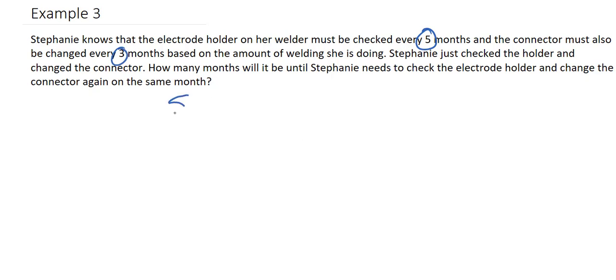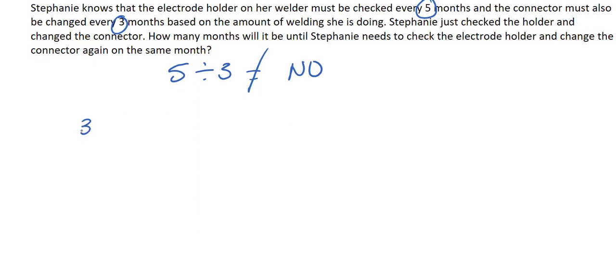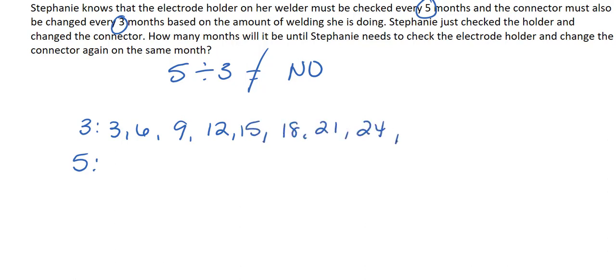Now we can ask, 5 divided by 3, does that work? Well, the answer is no. So the second method doesn't hold on this one. We're just going to have to look at multiples for 3 and 5. So let's go ahead and do that. So 3, 6, 9, 12, 15, 18, 21, 24, and 27. We'll stop there. Now we start with 5. We can go 5, 10, 15, 20, 25, 30.